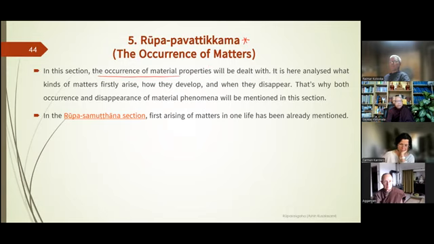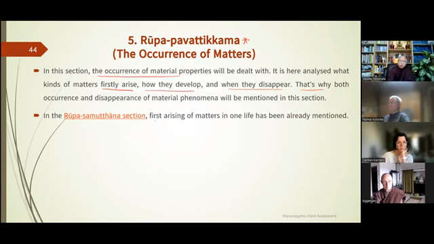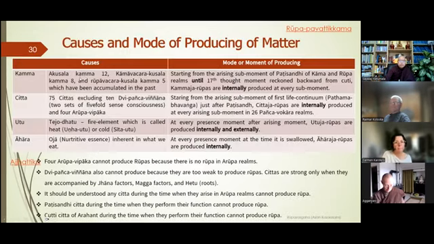So in this session, the occurrence of material properties will be dealt with. It is here analyzed what kinds of matters firstly arise, how they develop, and when they disappear. That's why both occurrence and disappearance of material phenomena will be mentioned in this session. In the Rupa Samudhana session, first arising of matters in one life has already been mentioned. So this sentence refers to here. Starting from the arising moment of Bodhisattva, this is the first arising.